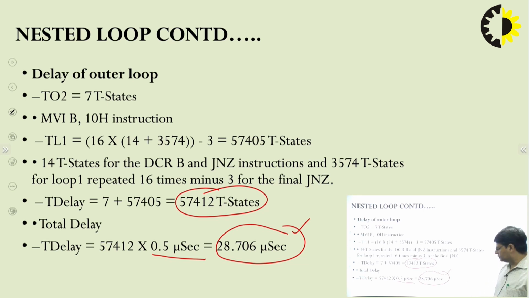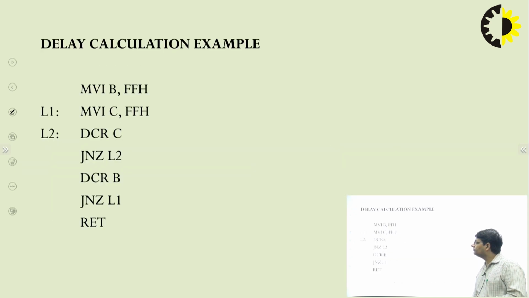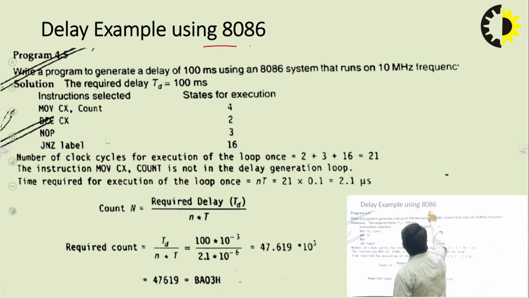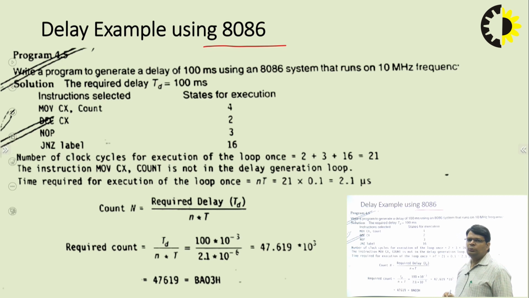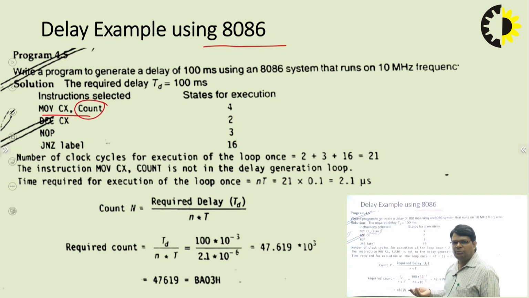As we have seen the loop for the 8085 microprocessor, similarly we can generate the delay for the 8086 microprocessor. Let's see one example. This is an example of delay generation using 8086. This is a similar loop as in the 8085, but the instructions used are for 8086. We are initializing the counter with a value count, that is to be computed, that is, how many times we need to repeat the set of instructions for generating the required amount of delay.